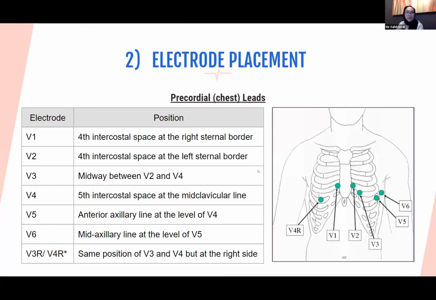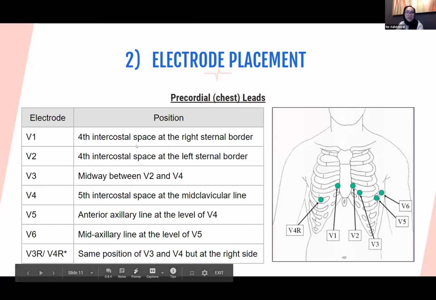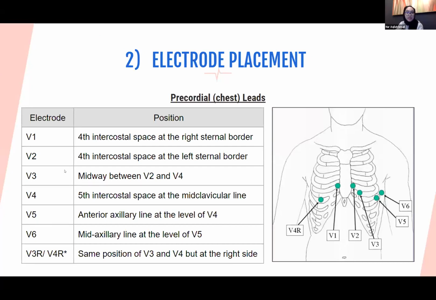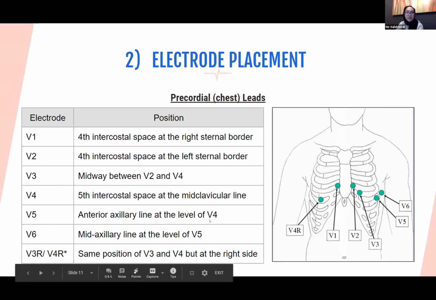Proceed with the precordial chest leads. There are 6 electrodes: V1 at the fourth intercostal space at the right sternal border, V2 at the fourth intercostal space at the left sternal border, V3 at the, actually you can put V4 first, at the 5th intercostal space at the mid-clavicular line, and then you can put V3 midway between V2 and V4, and then V5 at the anterior axillary line at the level of V4, and V6 at the mid-axillary line at the level of V5.